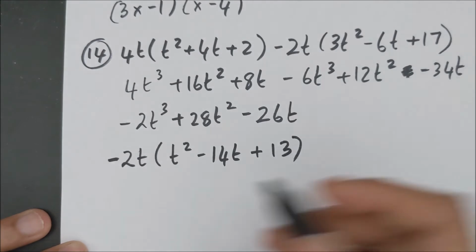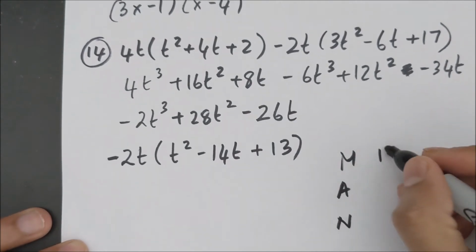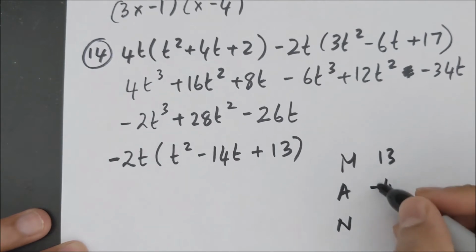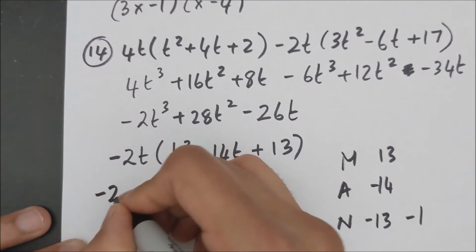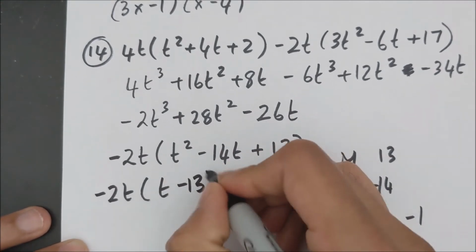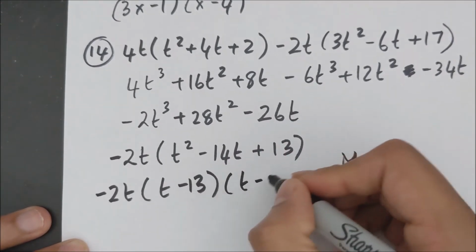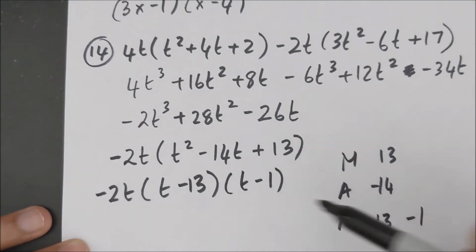I'm going to do my regular man method. There's no a value here. So my m is 13, my a is -14. My two numbers are -13 and -1. So I have -2t, and I can do this instantly. T minus 13, t minus 1. Since there's no a value, you can just sub them in immediately.